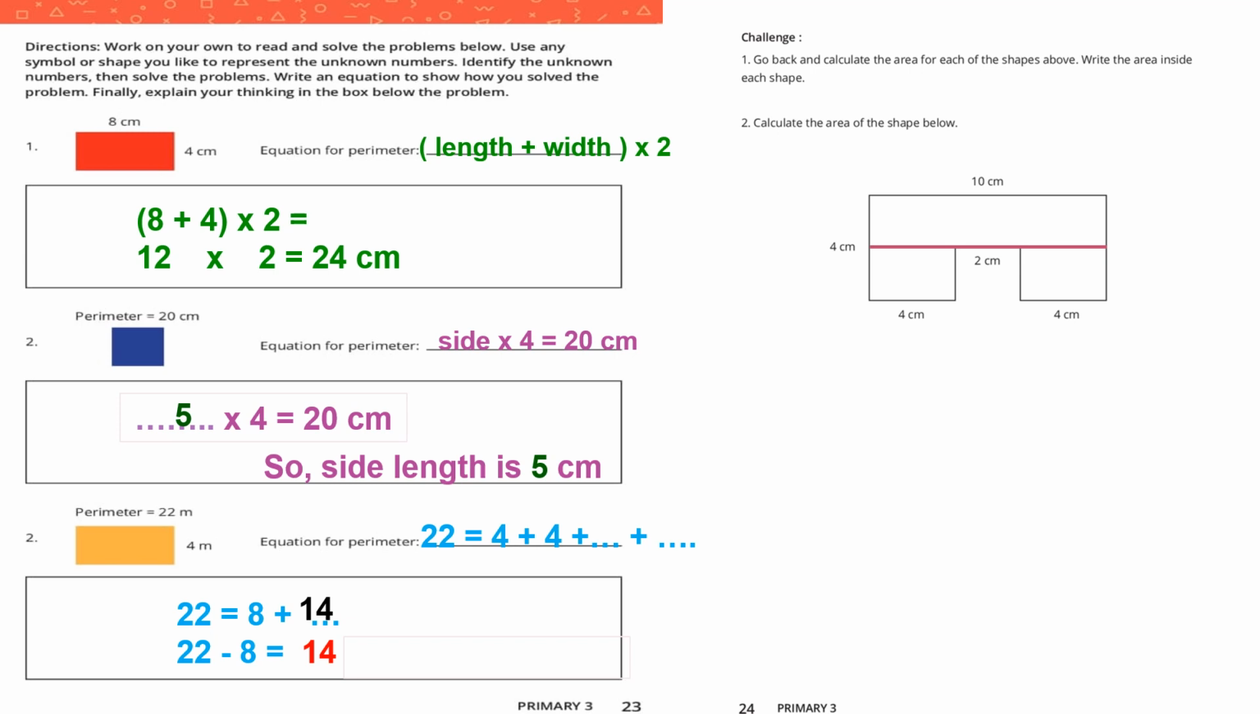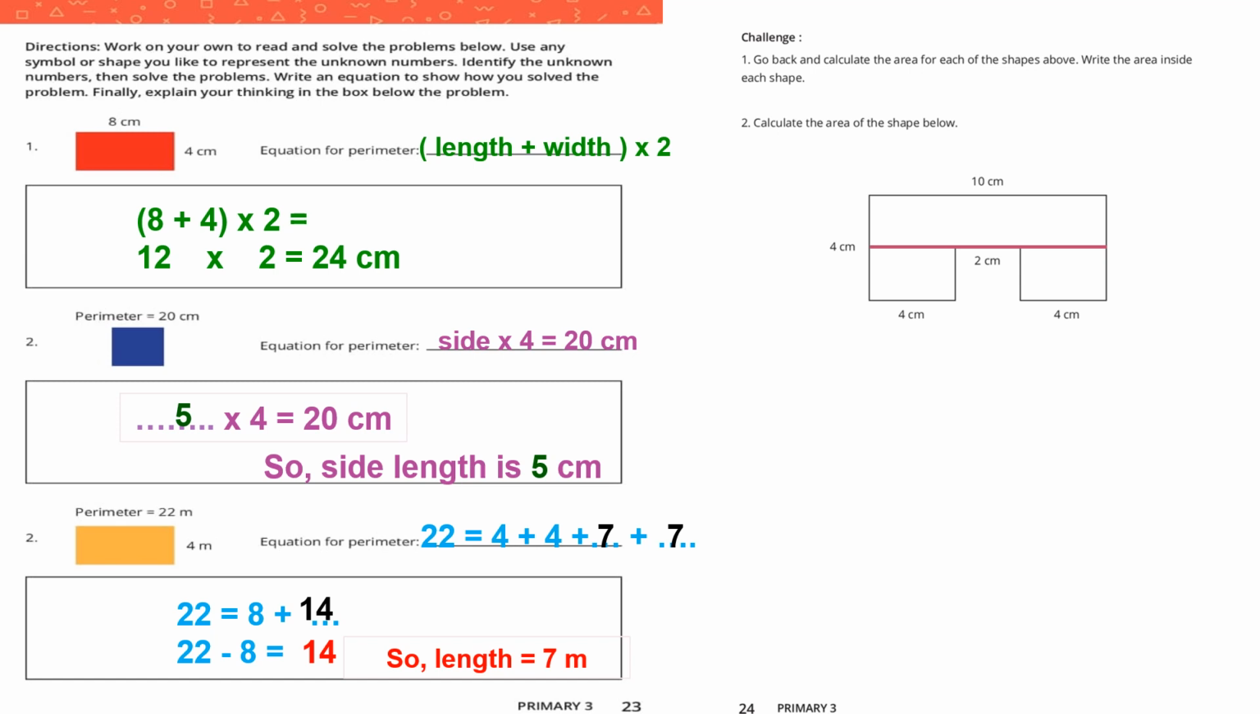So 22 equals 8 plus 14. 22 equals 8, which is 4 plus 4, plus 14. 14 equals what plus what? They are equal: 7 plus 7. So the length is 7 meters. I will write here 7 and 7.